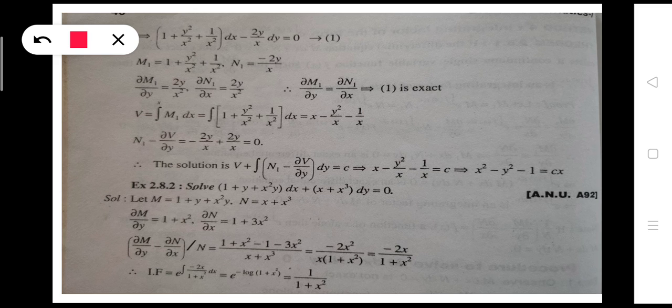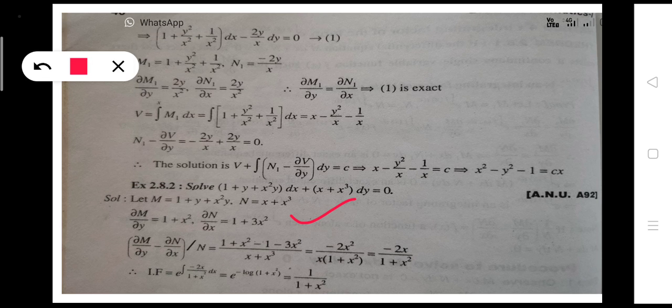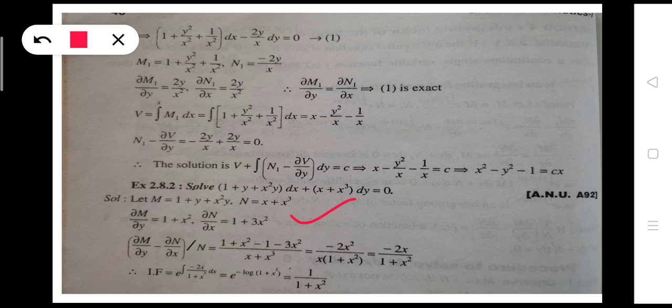So dou M by dou y is equal to 1 plus x square. Now we need to differentiate N with respect to x, that is dou N by dou x. The differentiation of x with respect to x is 1, and the differentiation of x cube with respect to x is 3x square. So finally we got the differentiation of N with respect to x as 1 plus 3x square only. Now we need to find 1 by N into (dou M by dou y minus dou N by dou x), so we found the values of dou M by dou y and dou N by dou x.